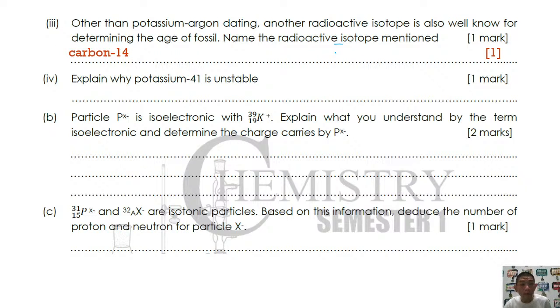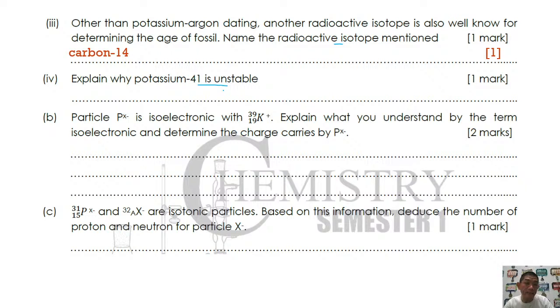Okay, and then number 4, explain why potassium-41 is unstable. The statement says that potassium-41 is an unstable isotope, isn't it? So you have to explain why. You cannot say potassium-41 is unstable because it is not stable. That is answering the question back, you are repeating the question itself. So it is not going to help.